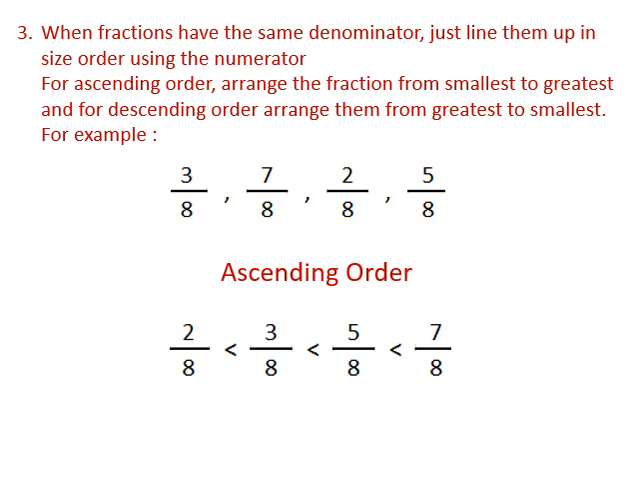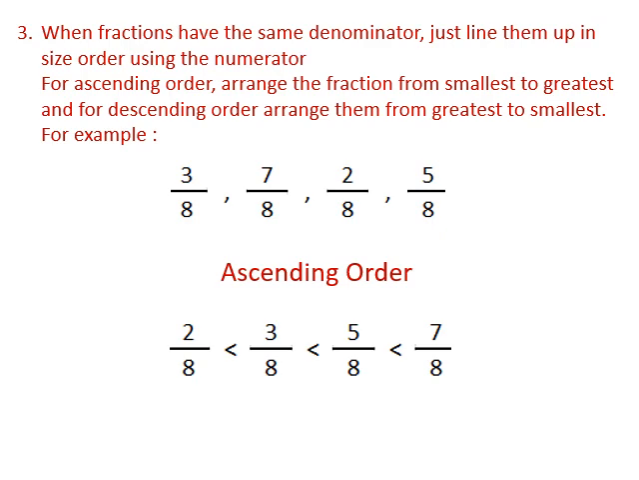Here the example is 3 by 8, 7 by 8, 2 by 8 and 5 by 8. So the first thing you will look at is their denominator. That is 8, 8, 8, 8, which means the denominator is the same. Now you will look at their numerators. So here the numerators are different.